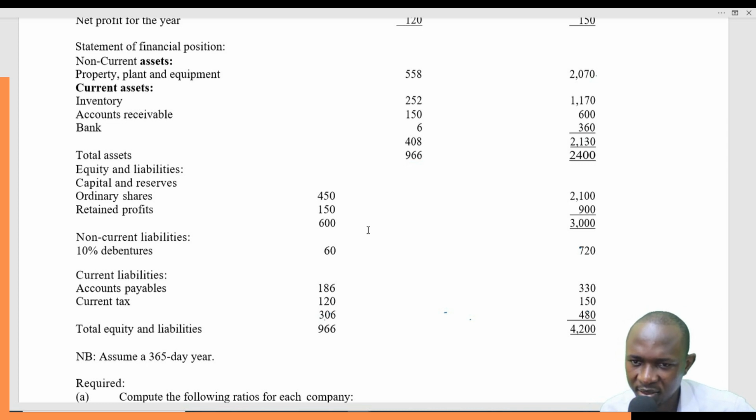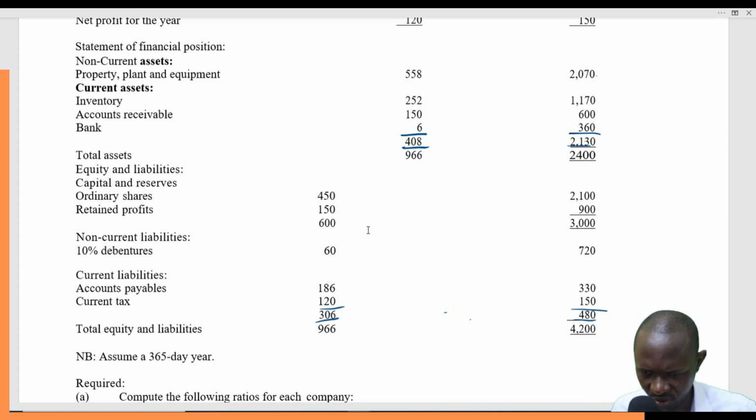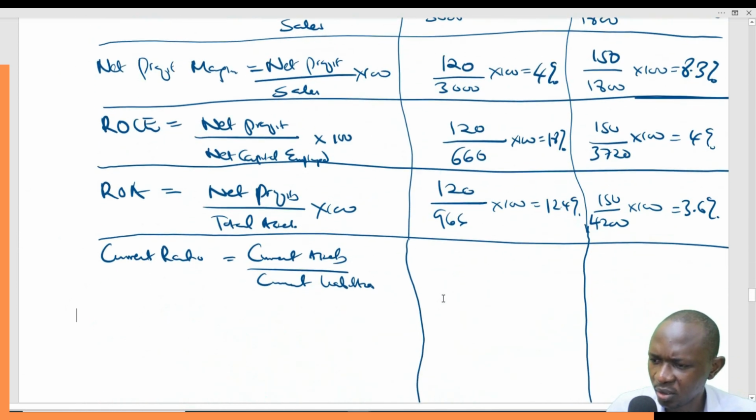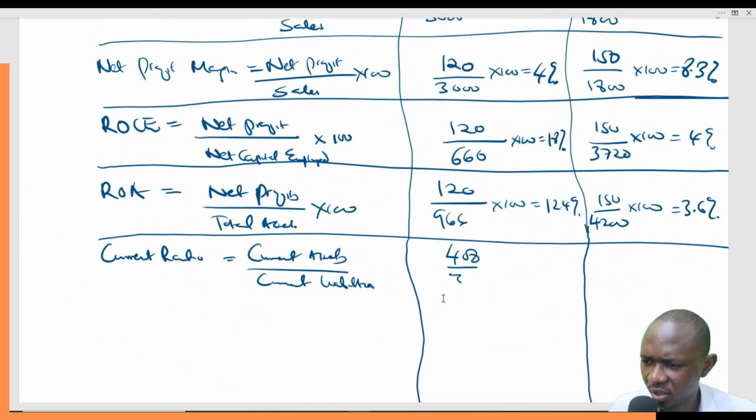So current assets. These are the totals for current assets, 408, and here it's 2130. And then current liabilities. The total is this, 306. The total is 480. Make sure you get it right. 306 and 480. So the first instance will be 408 divided by 306. Now what are you going to get?